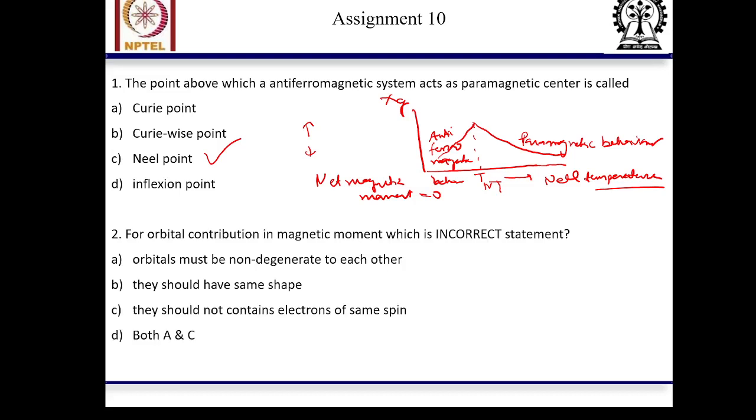Now question number 2: for orbital contribution in magnetic moment, which is the incorrect statement? Orbitals must be non-degenerate to each other. They should have the same shape. They should not contain electrons of the same spin. Both A and C. So I will wait for a few seconds. A few people can answer which is the correct option for the orbital contribution.